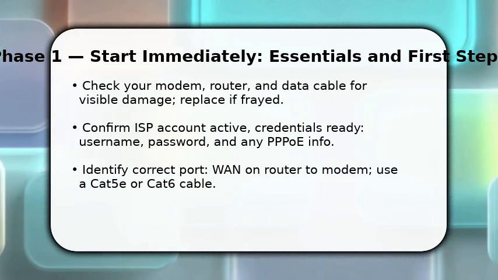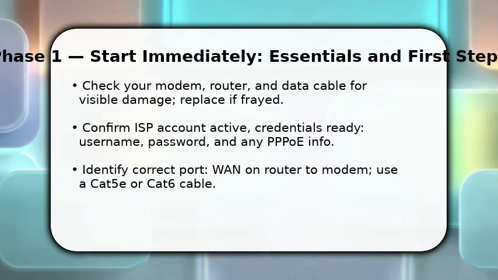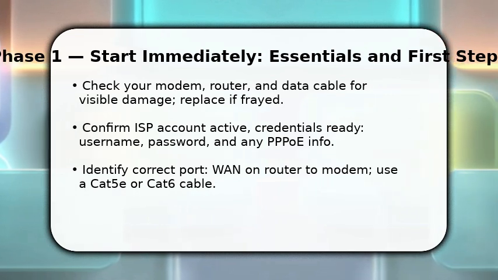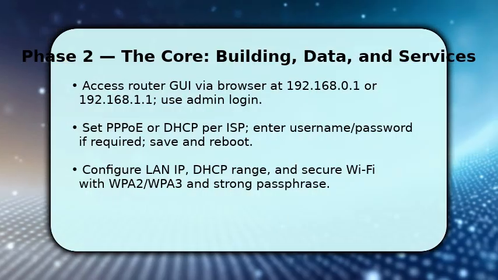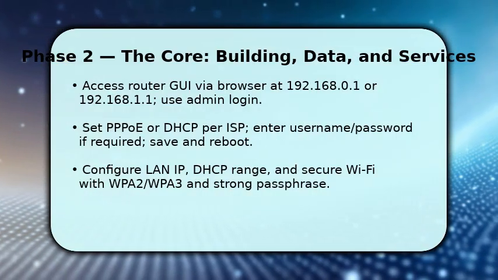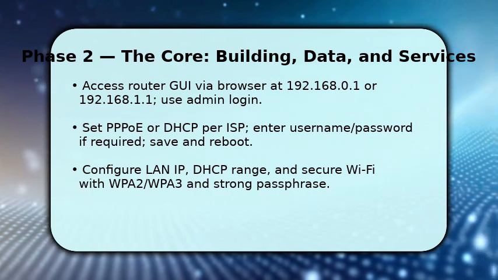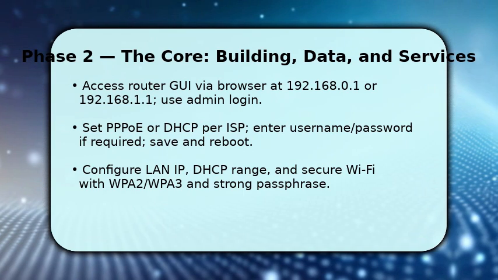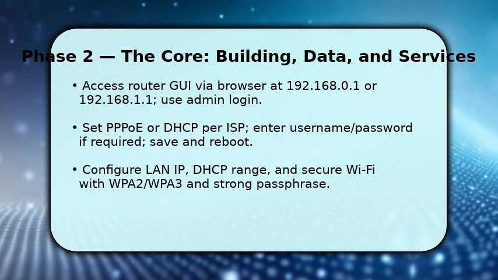Once the hardware link is live, you configure the router so your devices can reach the internet. Log into the router GUI using 192.168.0.1 or 192.168.1.1, enter admin credentials and navigate to WAN settings. Choose DHCP if ISP assigns an IP automatically, or select PPPoE and enter your username and password. That step authenticates your session.